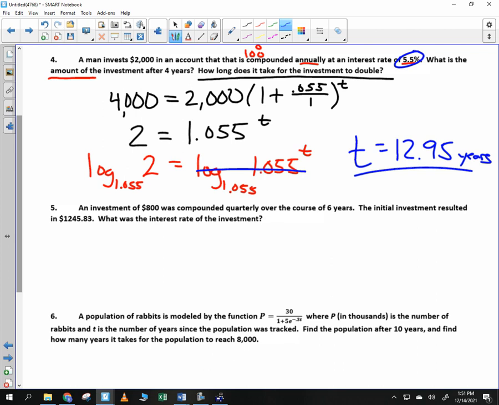Question? So I have 4,000 is equal to 2,000 times that. So if you divide both sides by 2,000, you get 2. And then that 2 sticks around. Log of 2, divide by log of that.